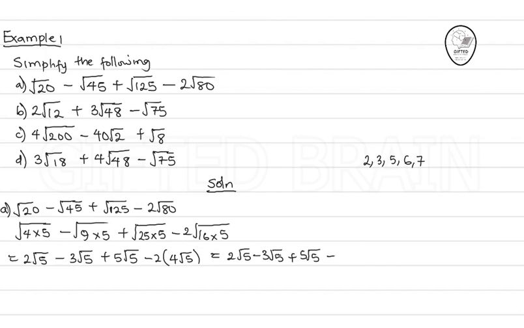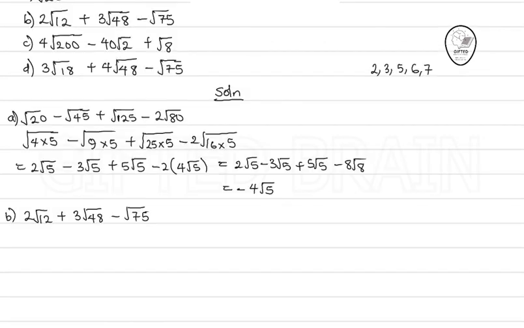Then minus 8 root 5. And then when we sum this up, since they are similar surds, we would have minus 4 root 5. We can try the b now. So for the b, we have 12, 2 root 12.